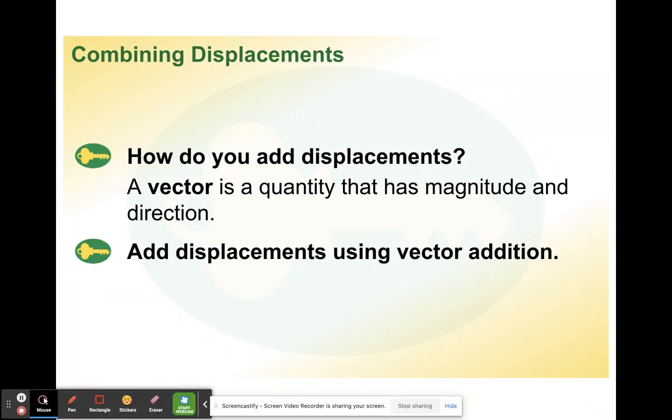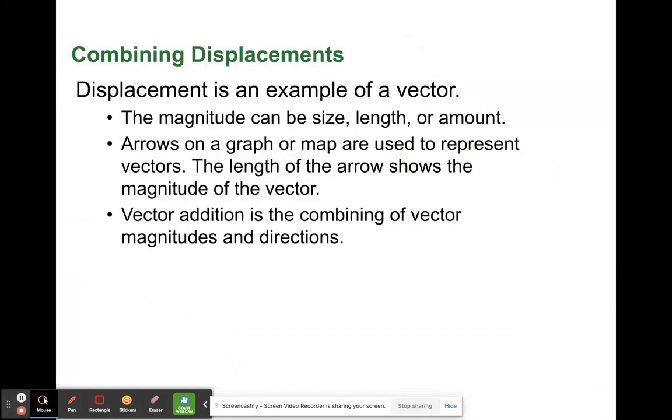How do you add displacements? Well, displacement is a vector quantity. So a vector is a quantity that has a magnitude and direction. Also on your reading guide today, make a note of that. So we add this with vector addition. Displacement is an example of a vector. The magnitude is the size, length or amount.